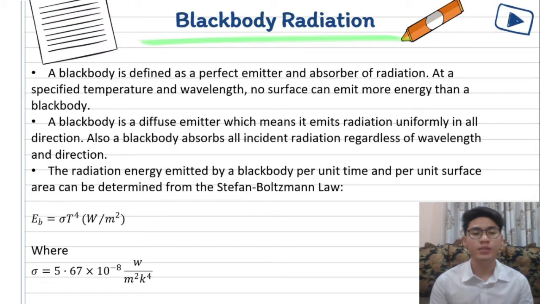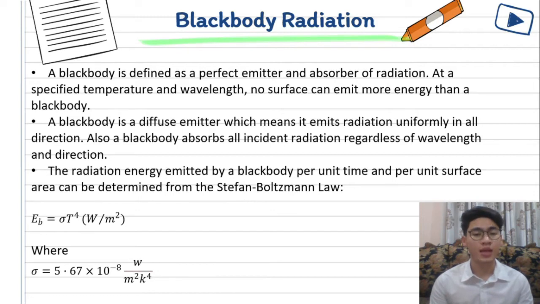A blackbody is defined as a perfect emitter and absorber of radiation. At a specified temperature and wavelength, no surface can emit more energy than a blackbody. A blackbody is a diffuse emitter, which means it emits radiation uniformly in all directions. Also, a blackbody absorbs all incident radiation regardless of wavelength and direction.